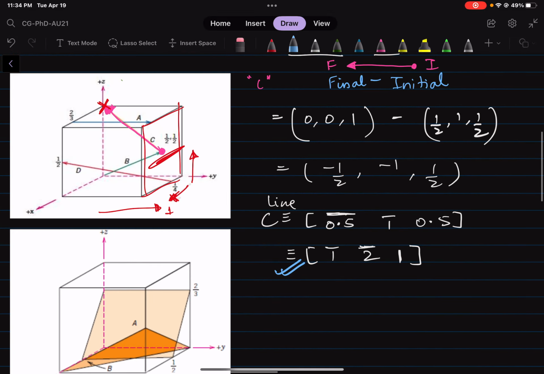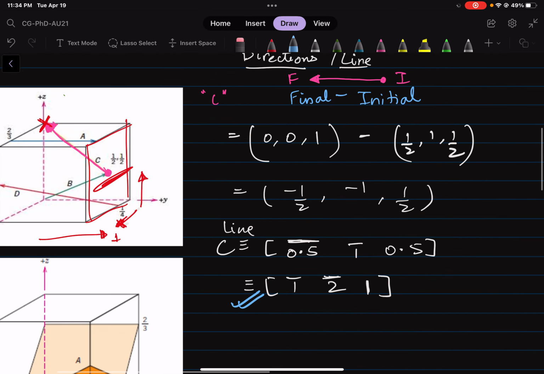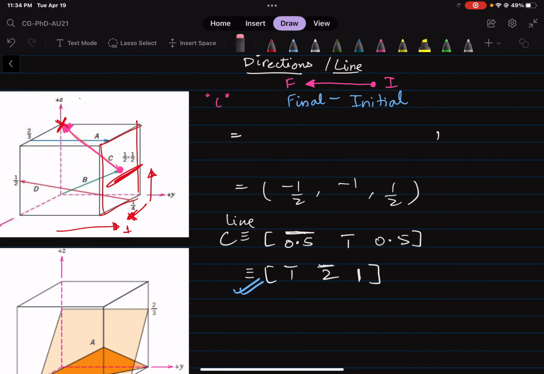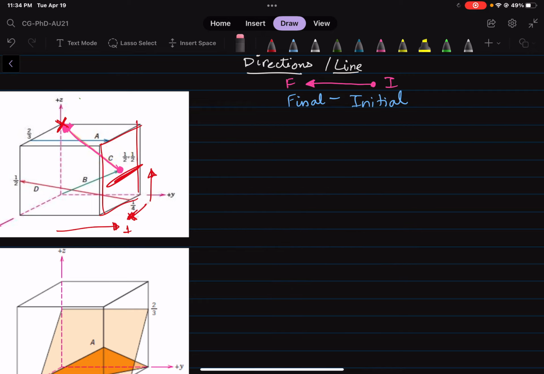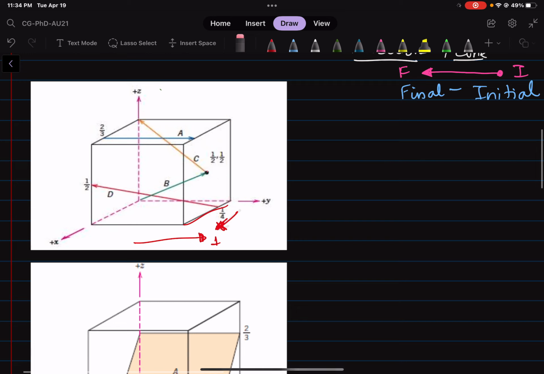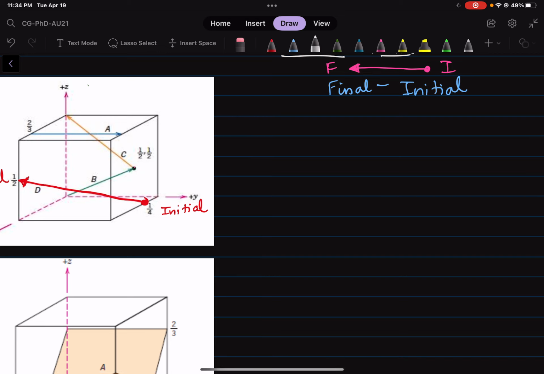All right, let's do another example. And again, remember, for a family or a direction, final minus initial will be the way to go about this system. Let's pick up the direction D. So this is the direction D, and again this will be your initial point, this will be your final point. So let's try to write down the final minus initial.